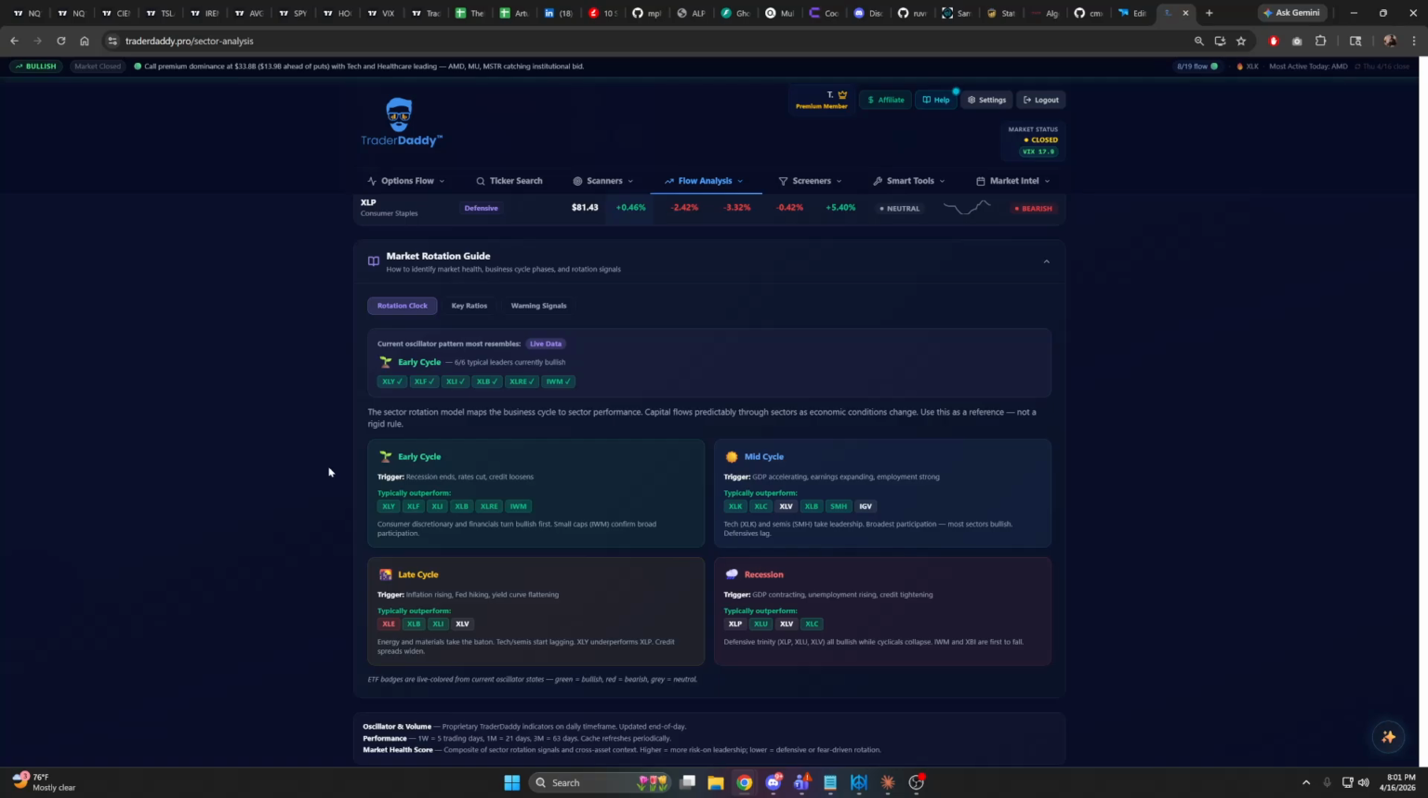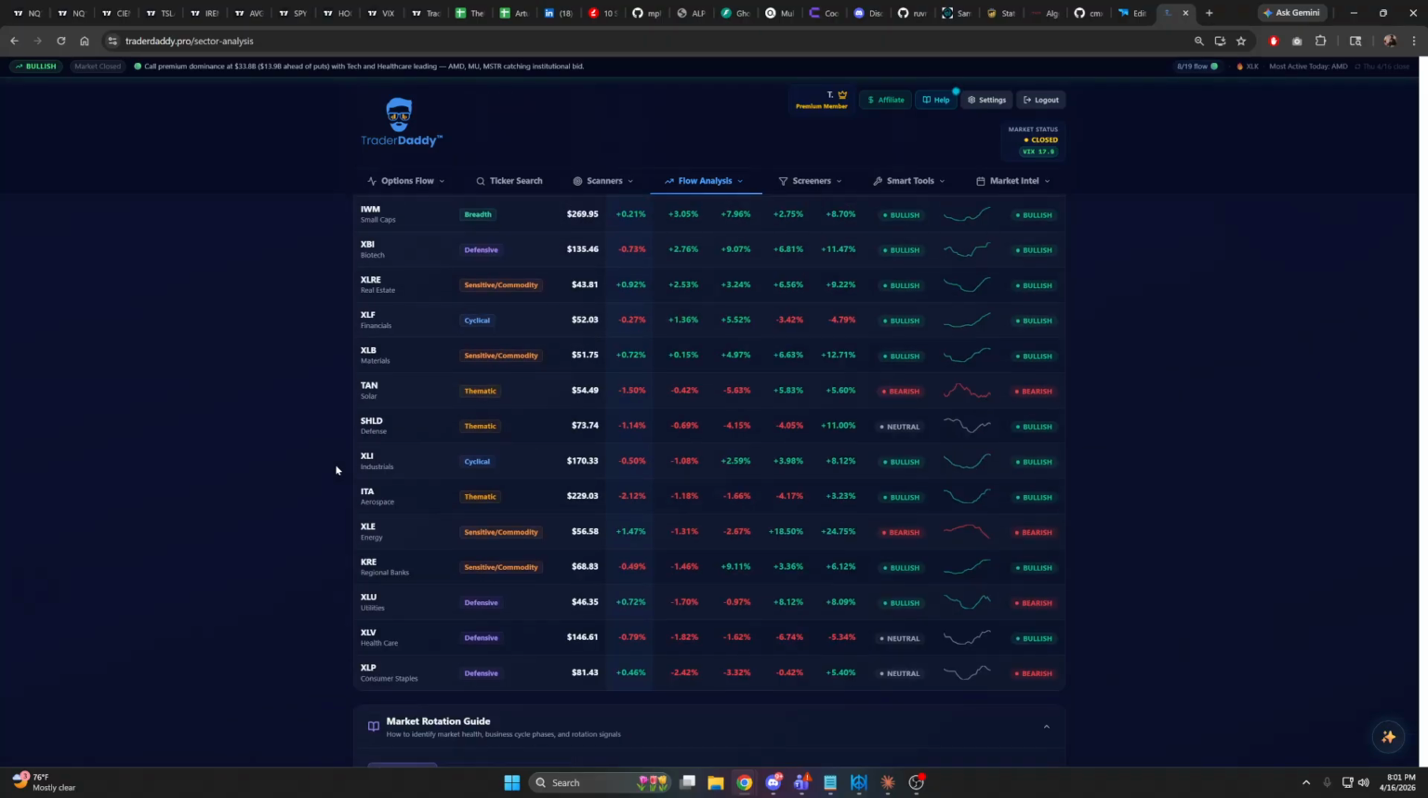Dan asked, what time frame is that overbought, oversold on? That's on the daily time frame. So that goes purely off the daily.